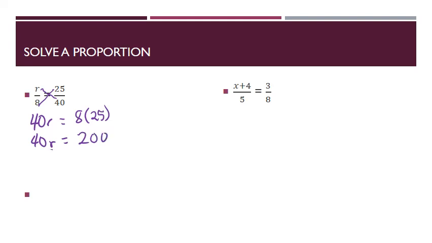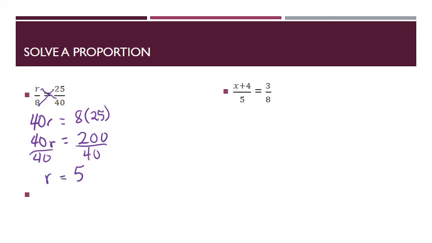And now we're going to divide both sides by 40. And r is going to equal 200 divided by 40 is 5. 40 will go into 200 5 times. And we're saying that r is equal to 5. Well, let's kind of prove that.